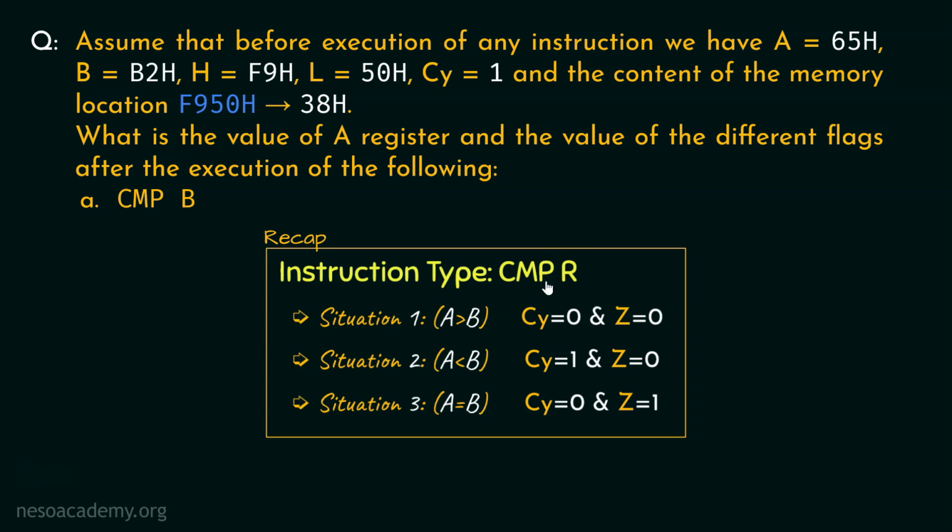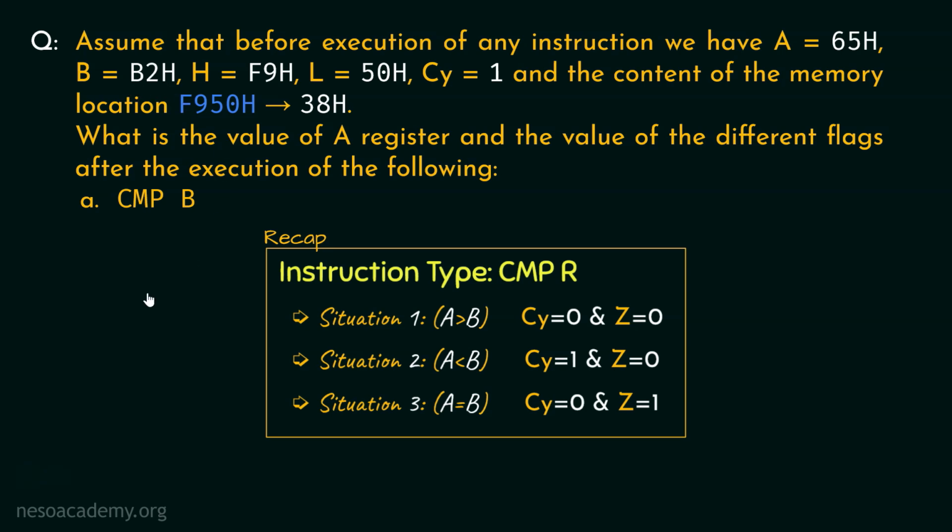Now when we use the capital R within the instruction type, you already know we are talking about the accumulator, all the 6 different general purpose registers, as well as the memory location which is supposed to be pointed by the HL register pair. But if you notice in the instruction that we have got, it is CMP B. So we are supposed to compare the value within the accumulator register with the value stored inside the general purpose register B, that is B2H.